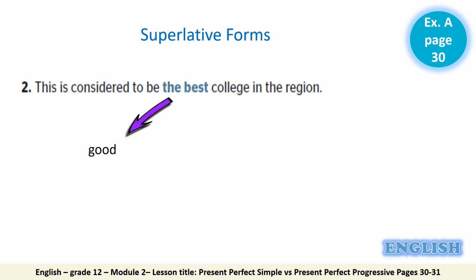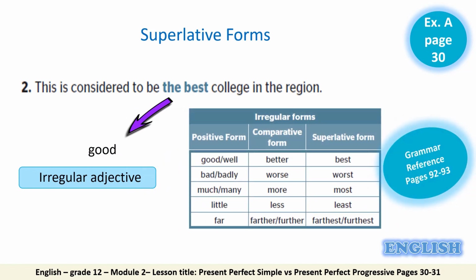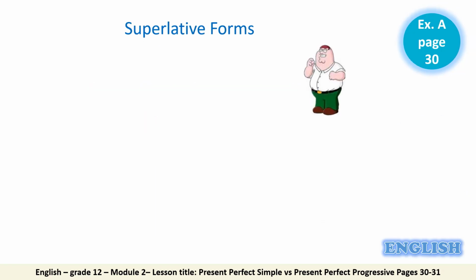And what type of adjective is good? Absolutely, it is an irregular adjective. And your grammar reference, pages 92-93, provides you with a list of irregular forms. One more sentence to examine in relation to superlative forms. Peter is the fattest of the three.